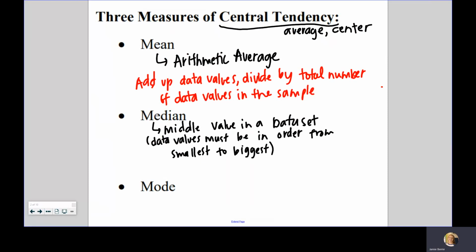All right, and then the last measure of central tendency is called the mode. And the mode is the value in the data set that occurs most frequently. So we'll just say most frequently occurring data value.